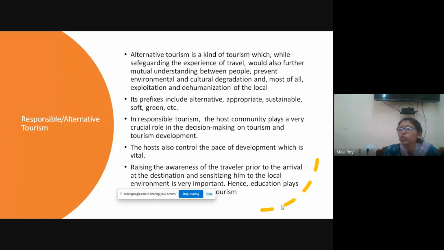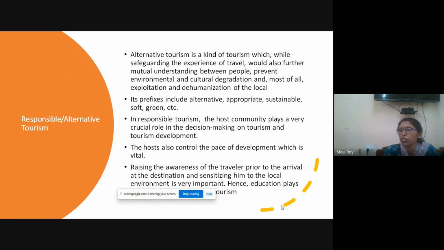But what you will find is that investors are doing a lot of investment over there, bringing their own people, whereas the local people are not being taken care of. They are sidelined. They are not given employment. That should not happen. In responsible tourism, the host community plays a very crucial, very significant role in decision making on tourism and tourism development.